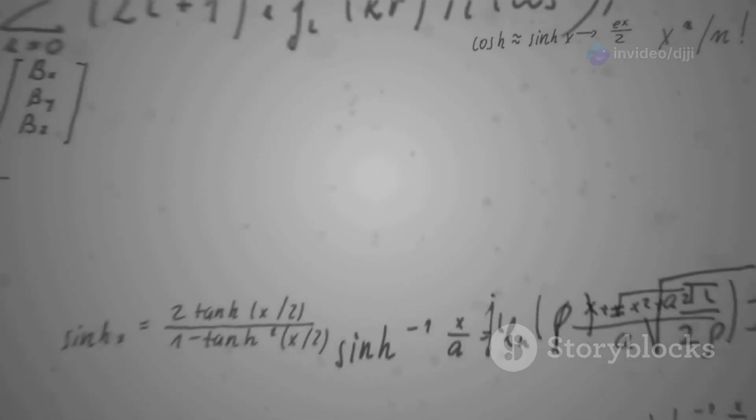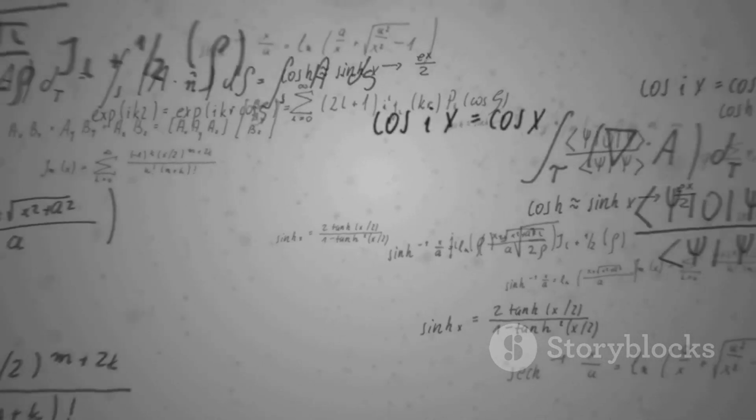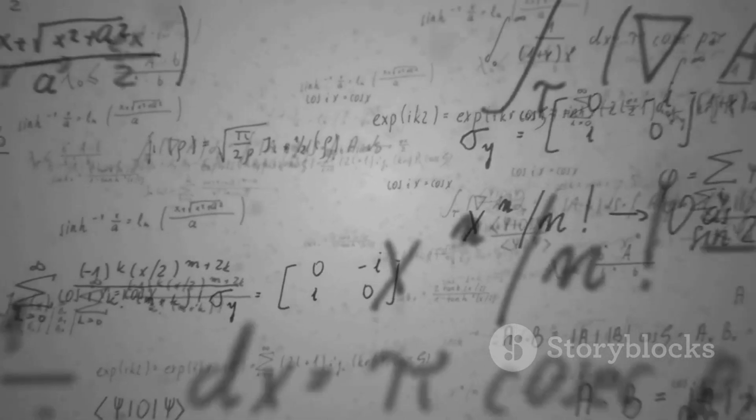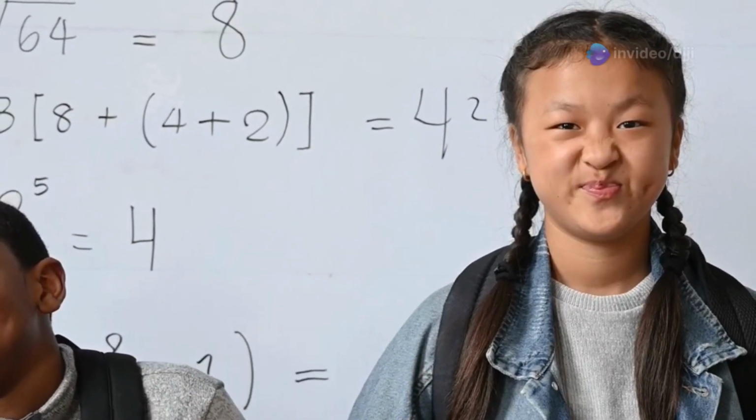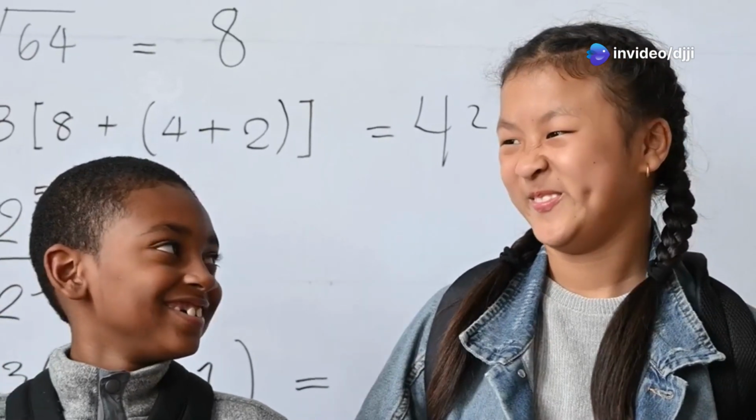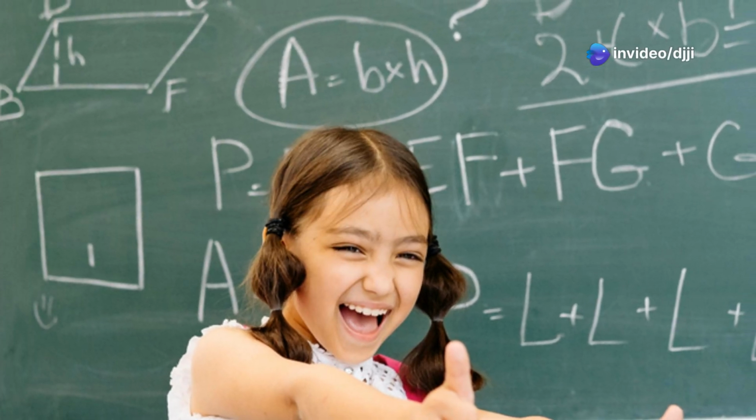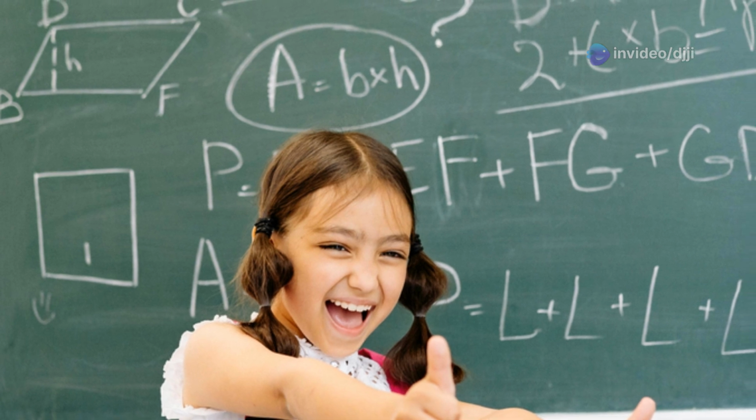We keep 1/2, flip 3/4 to 4/3, and multiply 1/2 times 4/3. Multiplying across, we get 4/6, which simplifies to 2/3. And there you have it. Dividing fractions is as easy as flipping and multiplying.